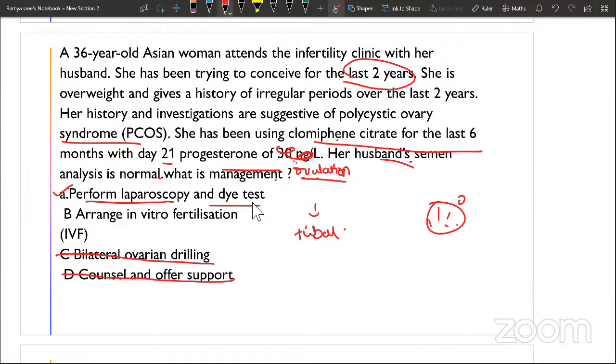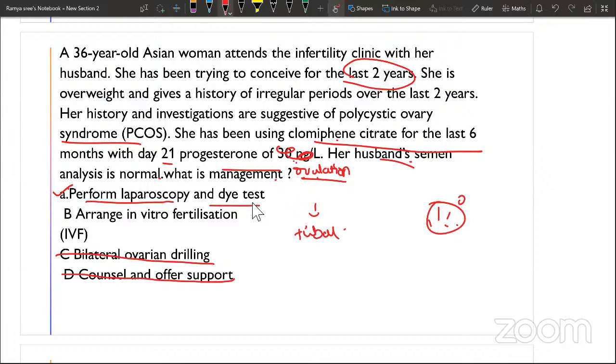Okay. So I repeat the concept here again. She is a PCOS, so they started her on ovulation induction. On giving ovulation induction, she started ovulating, but she couldn't get pregnant, although semen analysis is normal. So in spite of her ovulating and semen analysis being normal, she is not able to get pregnant. So I would like to rule out the other causes of infertility, that is the tubal factors of infertility. So that's why I'm going for laparoscopy and dye test.